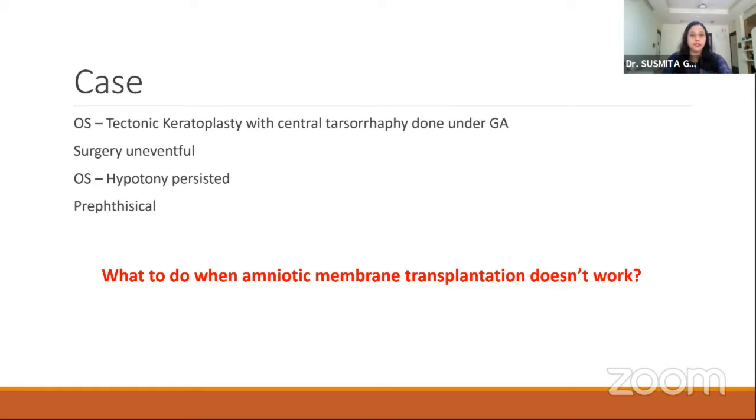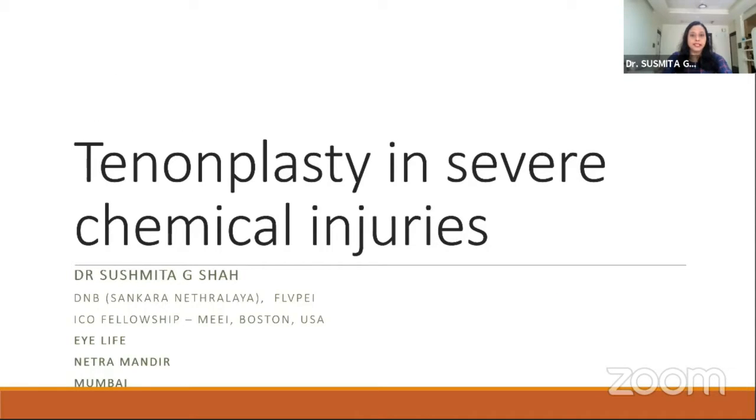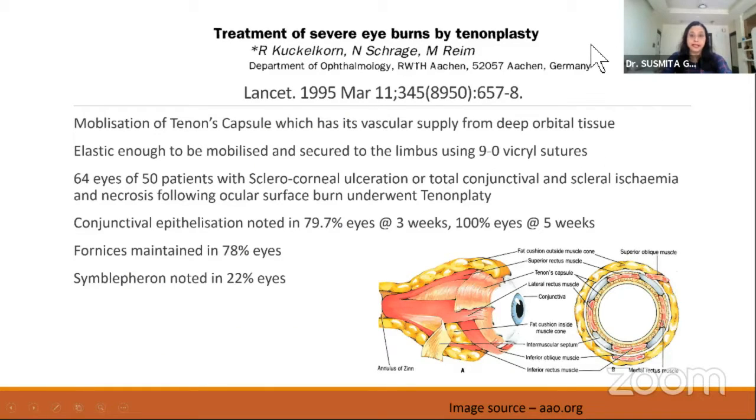So that brings us to the question that I'm going to address in this talk. What do you do when amniotic membrane transplantation alone does not work? So coming to tenonplasty in severe chemical injuries, this technique was first described in a Lancet paper in 1995 by Dr. Kuckelkorn from Germany. What they proposed was that if you mobilize the tenon capsule, which has a rich vascular supply from the deep orbital tissue, in eyes with sclerocorneal ulceration, and secure it with 9-0 Vicryl sutures, you can take care of the conjunctival and the scleral ischemia and necrosis that follows severe ocular burn.